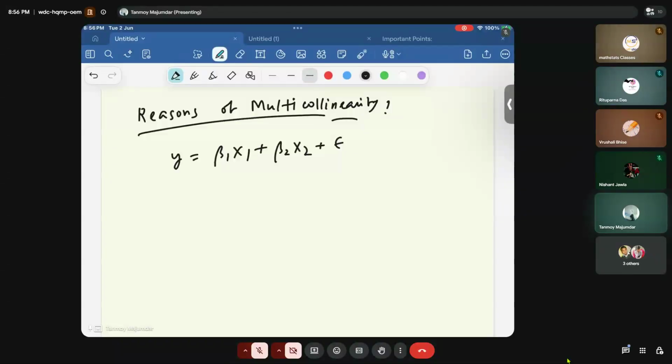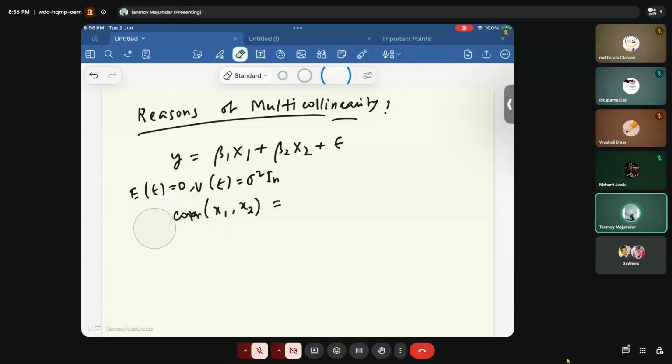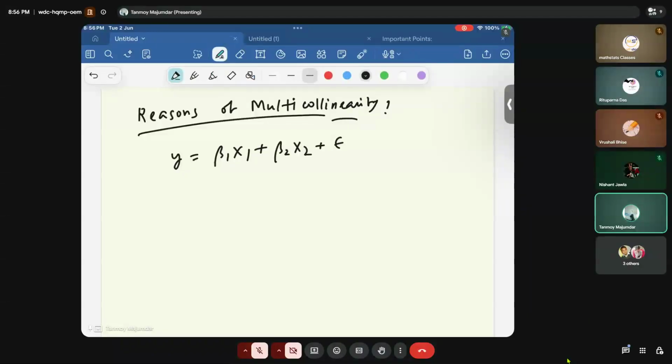Suppose we have this model where variance of epsilon is sigma square I, and expectation of epsilon is 0. We need expectation of epsilon to be 0. And the correlation between x1 and x2, not covariance, let me write it as correlation, CORR. Expectation of epsilon 0, variance of epsilon sigma square I, and correlation coefficient between x1 and x2 equals R.